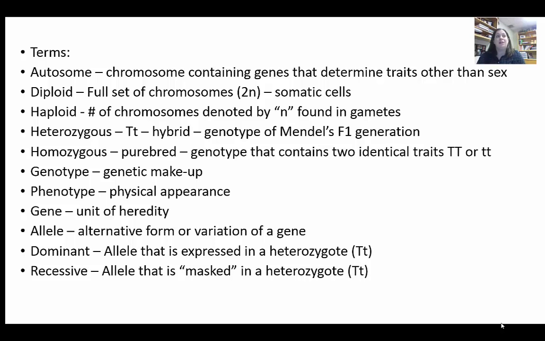Okay, well, this brings us to dominant or recessive. The dominant allele is the allele that is expressed in the heterozygote. Okay, it's the big letter. It's the dominant letter. A recessive allele is masked in the heterozygote, so it's the little t. You don't see it, but they're carrying it. So you might see that trait later on in future generations.